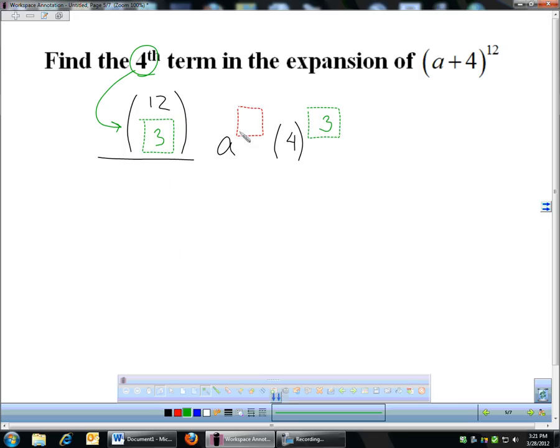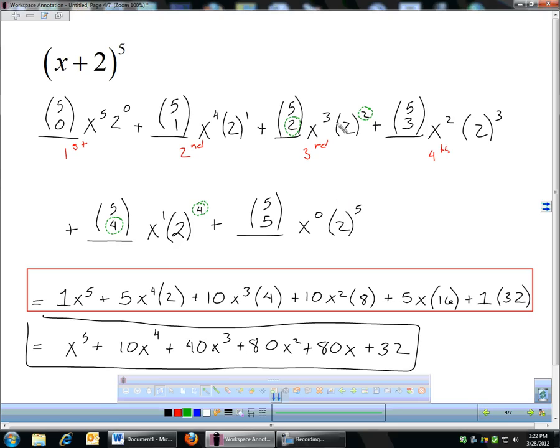Now we've got to figure out the exponent on a, and this is something that I forgot to point out on the previous page, but these two exponents together will always add to the original exponent. If you look at all these exponents, 4 plus 1 is 5. 3 plus 2 is 5. 1 plus 4 is 5. 0 plus 5. The exponents on your two terms always adds up to the original amount.